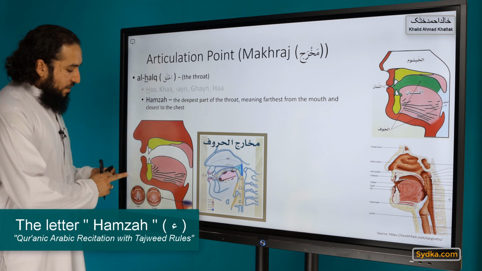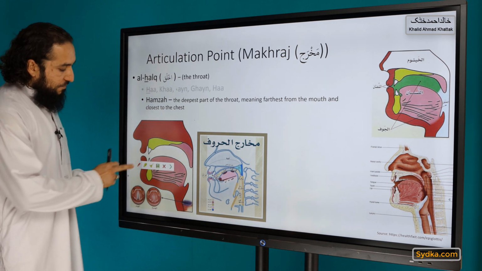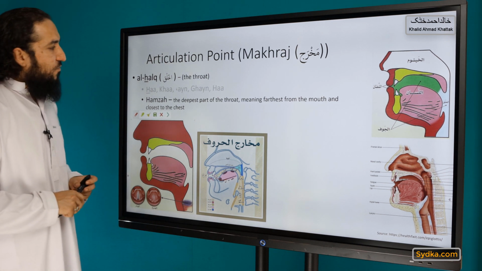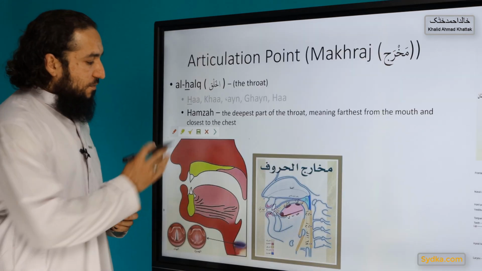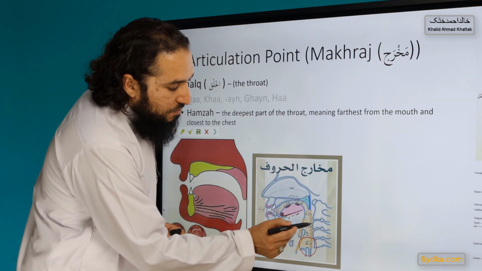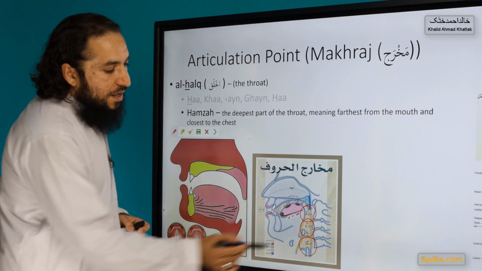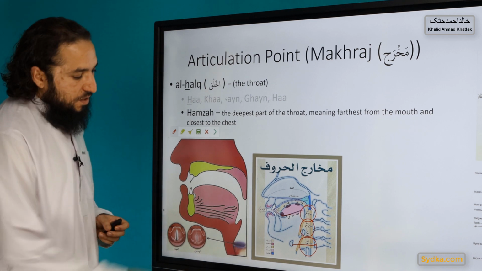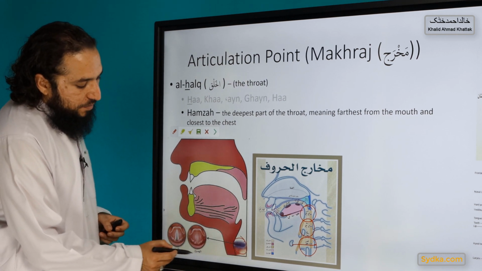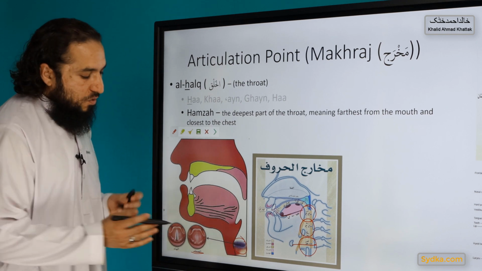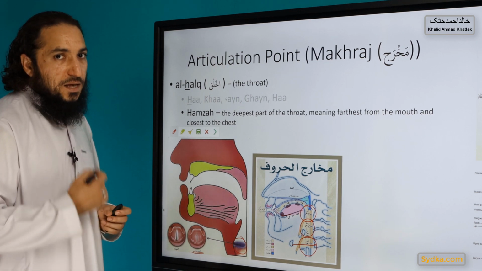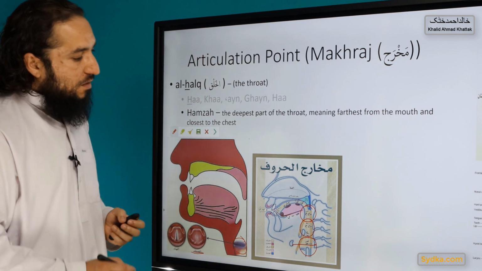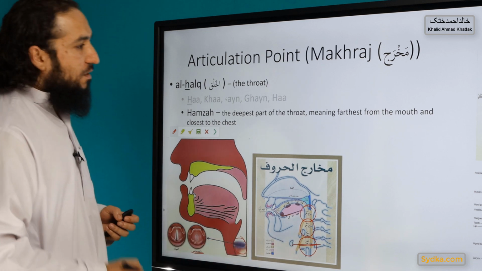Okay, so what is the articulation point? The articulation point for Hamzah is the deepest part of the throat. As we explained before, we have three parts of the halq, the throat, and this is from the deepest part that is closest to the chest. Okay, closest to the chest, you can see here. And in Hamzah what happens is the vocal cords are almost closed when we're pronouncing Hamzah. Hamzah, sound. Okay, so it is almost closed. That's the articulation point. That's the deepest part of the throat, near to the chest.